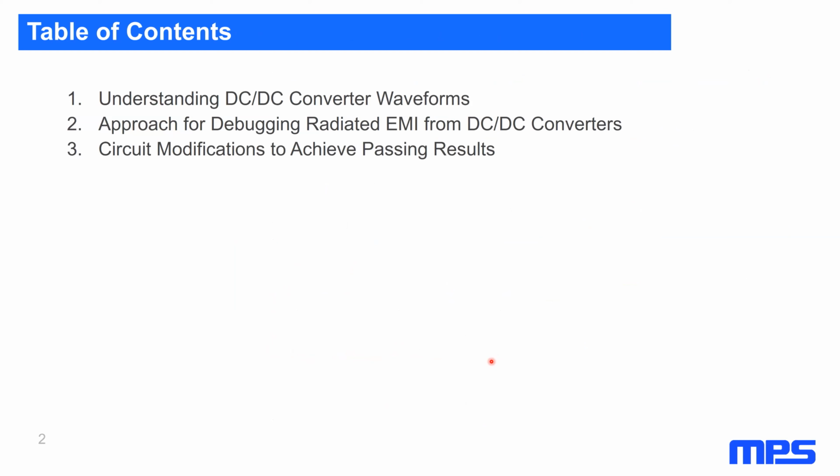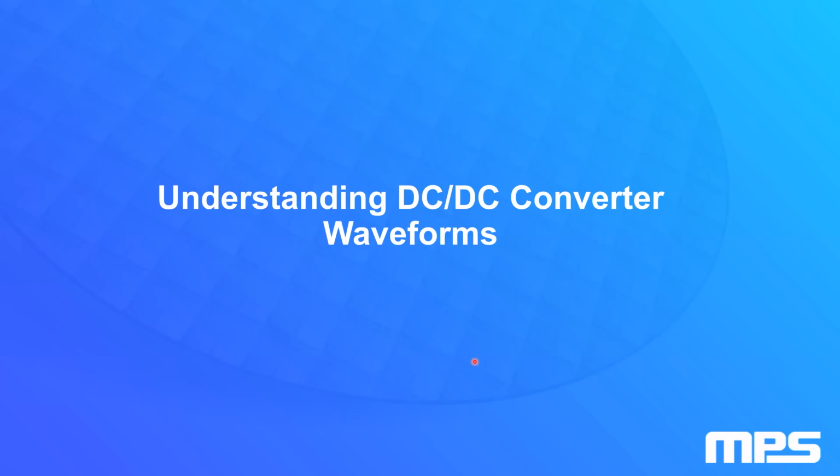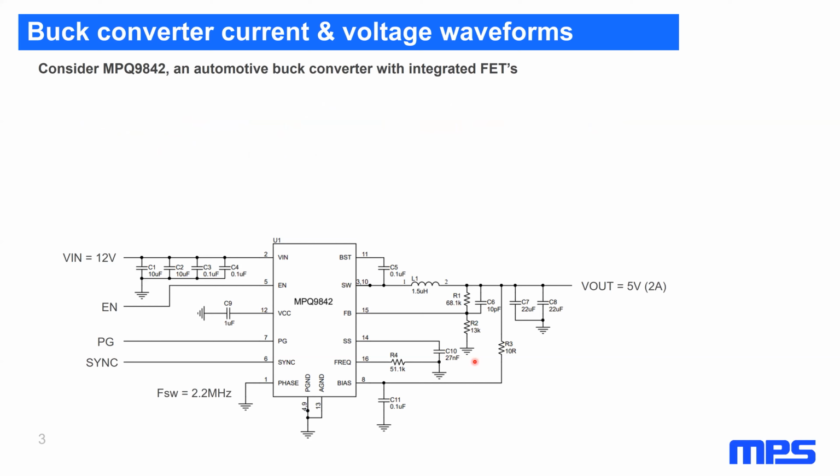So for this topic today, we will start off with trying to understand DC to DC converter waveforms. And then we'll jump into our approach for, or review an approach for, debugging radiated EMI from a DC to DC converter. And then finally, we'll look at some circuit modifications that can be used to achieve passing results. First off, let's take a look at some DC to DC converter waveforms.